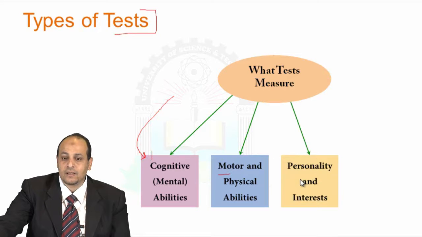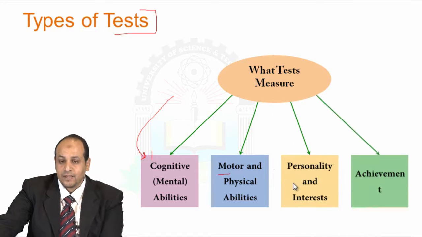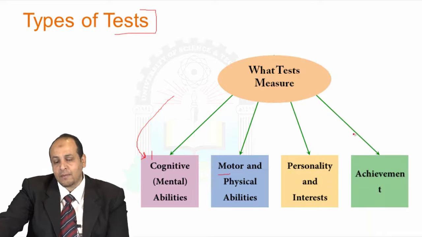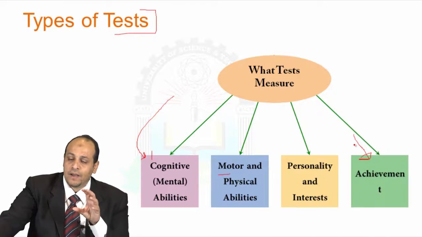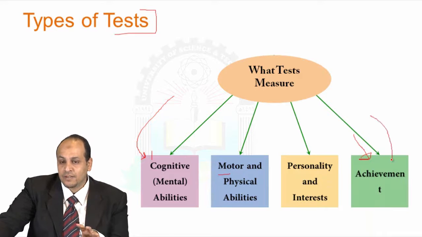And the third one is about personality and interest, which is another type of test. Finally, we have tests that measure achievement. So this is a very common type of test. Sometimes companies might only focus on the way things are actually done. So that's why we refer to it as achievement.